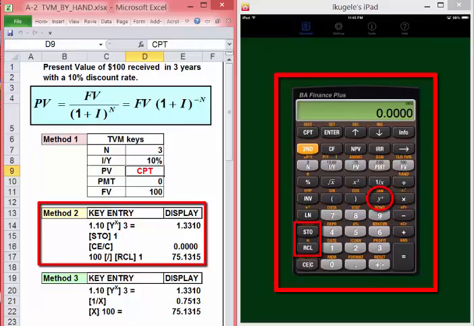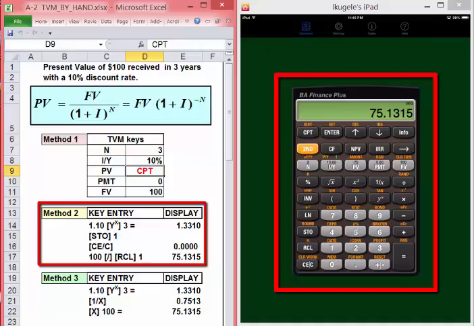Method 2, we're going to use the Y to the X key and the storage registers. Look at the formula. I want to divide the $100 by 1.10 raised to the 3rd power. So the first thing I want to do is compute the denominator. 1.10 Y to the X 3 equals. I'm going to store that in register 1. Clear that out, enter 100, divide by, recall 1 equals.